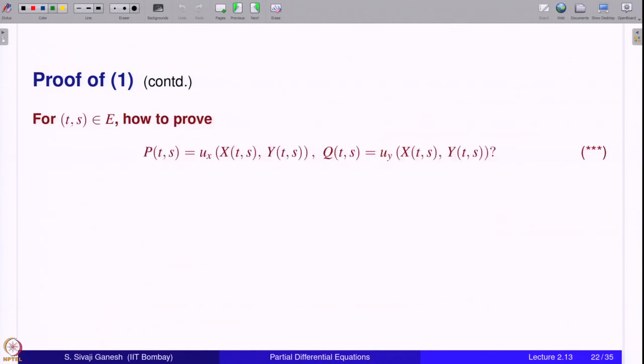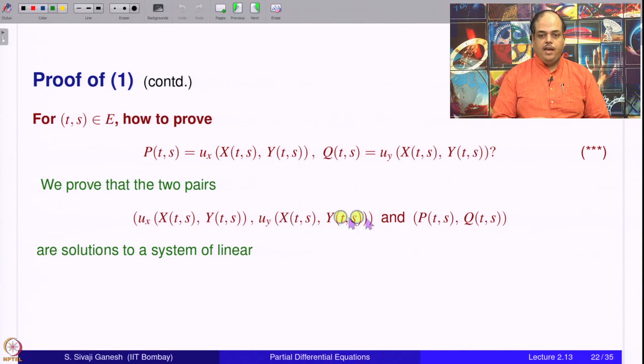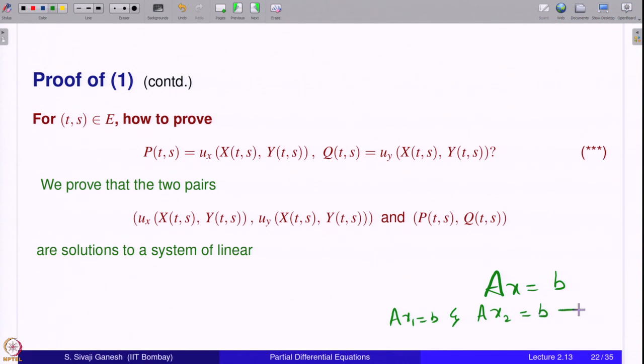How are we going to show that? We prove that this pair and this pair are the same by showing what? We will show that this pair is a solution to a system of non-homogeneous linear equations. This is also a solution of the same system of non-homogeneous linear equations. The system has a unique solution because the coefficient matrix there will be invertible. Therefore, the solution must be the same. We know that for the system Ax = B, if you have Ax1 = B and you also know Ax2 = B, that would imply x1 = x2, if you know that A is invertible.